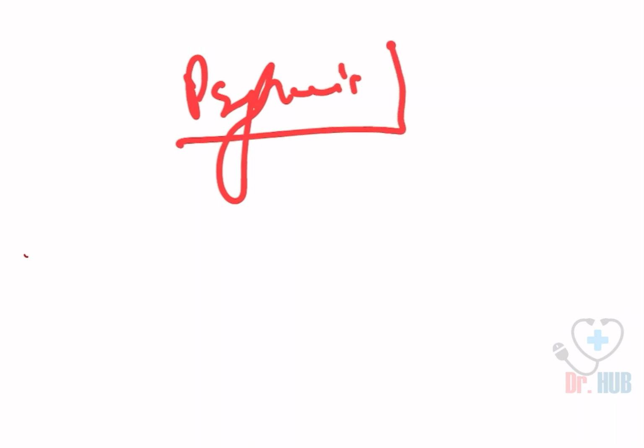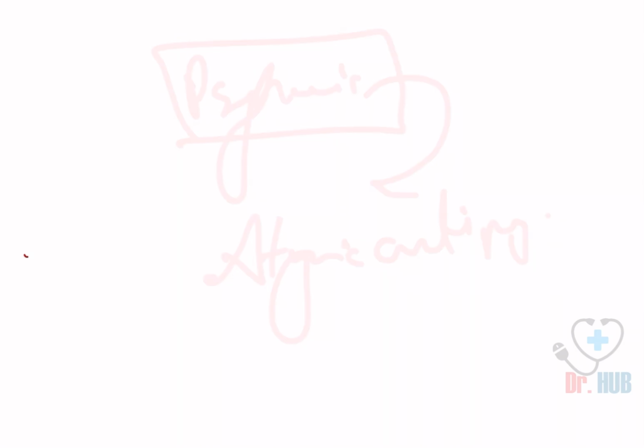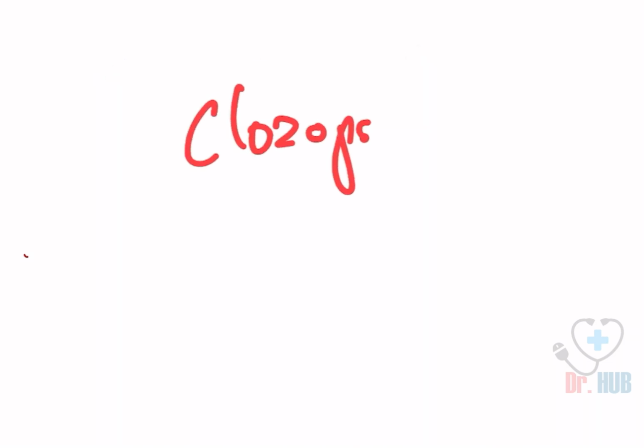Next we move on to psychosis. What is the DOC? It is the atypical antipsychotics. Then moving on to resistant psychosis. In case of resistant psychosis, the drug of choice is clozapine.